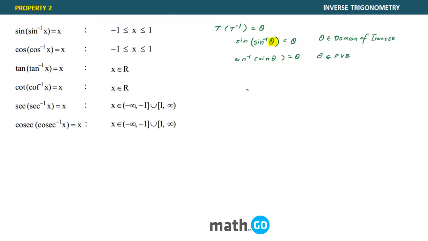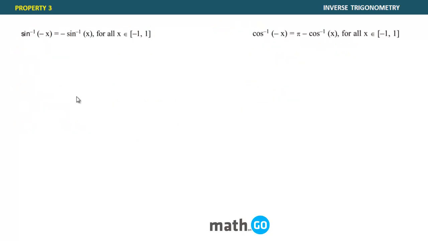So if somebody gives you this question, sine of sine inverse 3, what is the value? The answer is not 3. Why? Because 3 is not in the domain of sine inverse. This is not solvable, it is a not defined quantity, because you cannot put 3 inside sine inverse. That is what is meant by the property. So all these formulas depend on the value of x being in the domain of the inverse function.